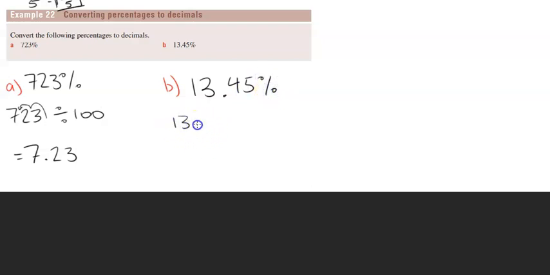We're going to do 13.45 divided by 100. Move the decimal point twice to the left. So this is going to be equal to 0.1345 as a decimal. Notice that with the previous percentage, which was greater than 100, I'm expecting my decimal number to be greater than 1. In that case it is 7.23. But with a percentage between 0 and 100, my decimal number will be between 0 and 1, which it is, it's 0.1345. So I'm doing this process correctly.